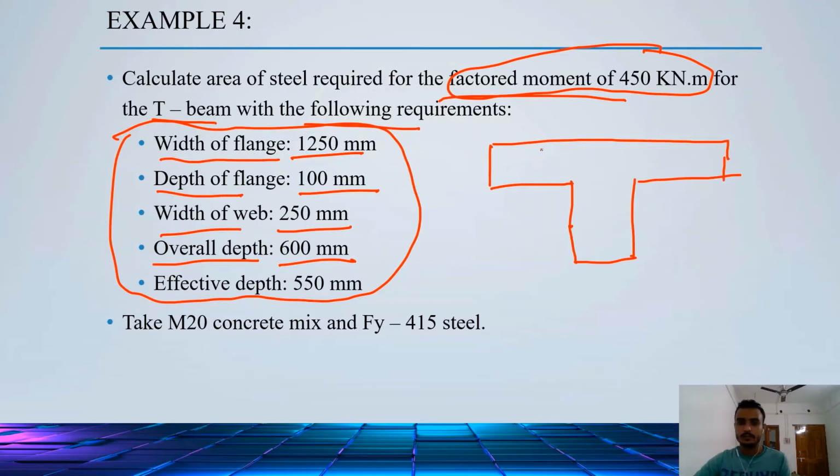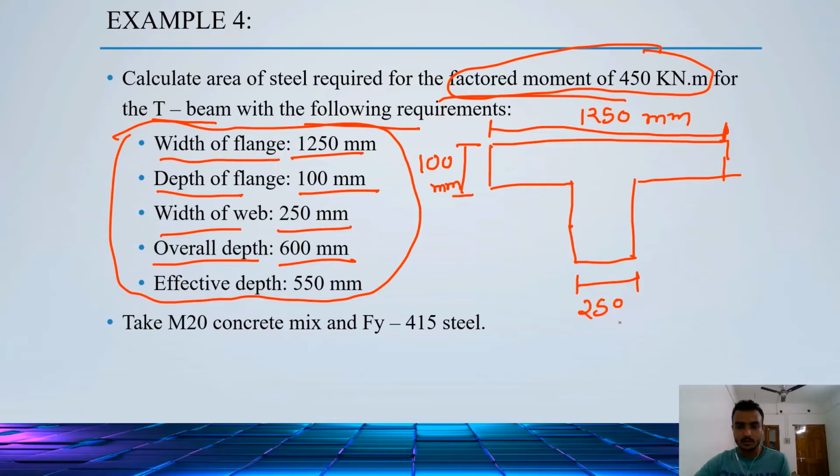Width of flange is 1250 mm. Depth of flange, this is the overall depth, is 100 mm. Width of web is 250 mm. The overall depth is 600 mm, and the effective depth is 550 mm.